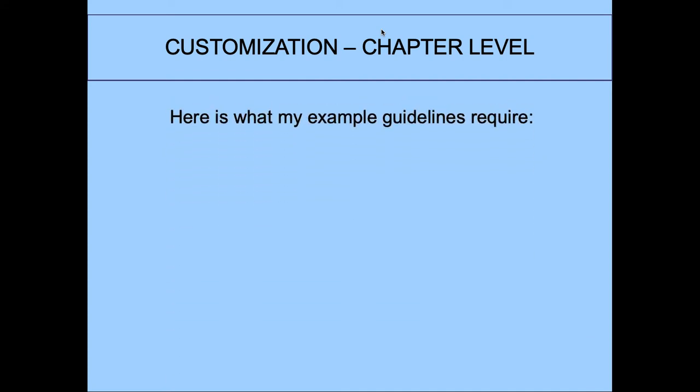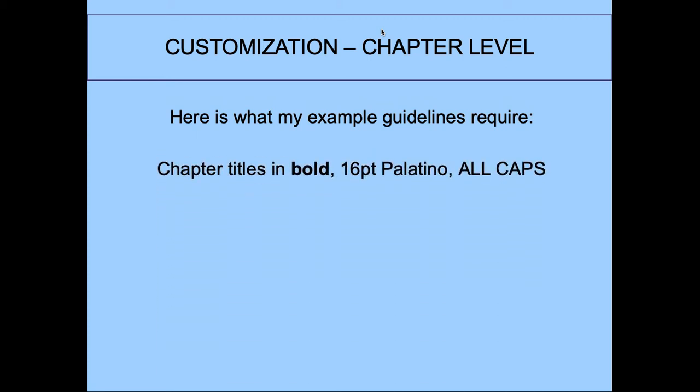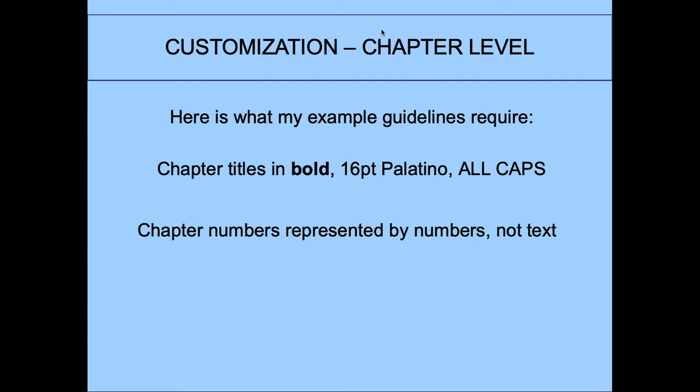So here is what my example guidelines require for chapter level formatting. Chapter titles must be bold, 16-point, Palatino, and all caps. Chapter numbers are to be represented by numbers, not text. And there will be no section titles.